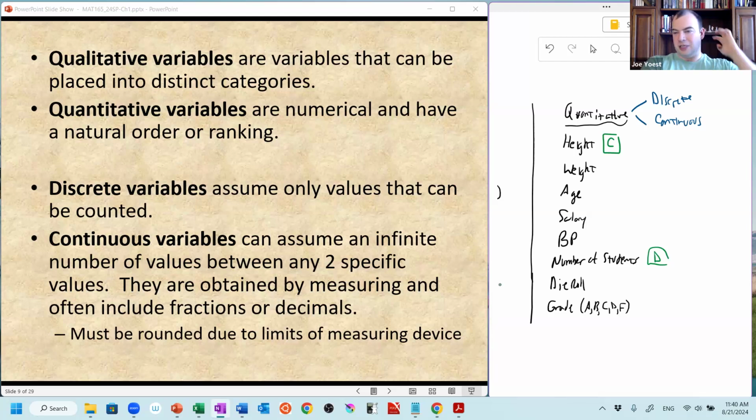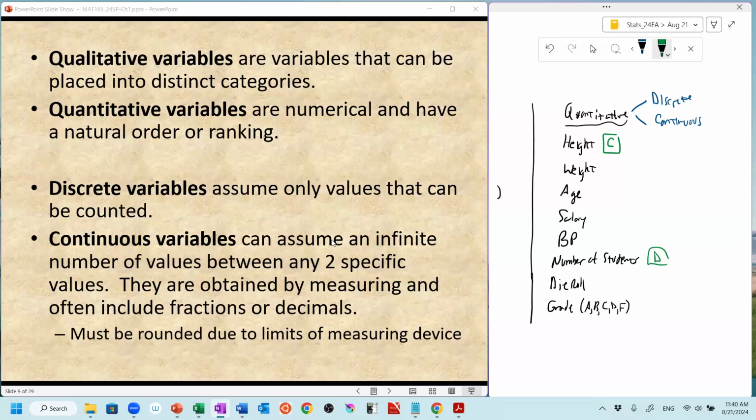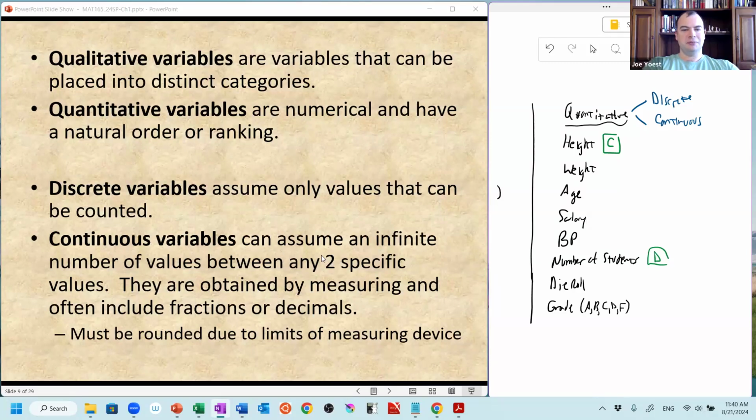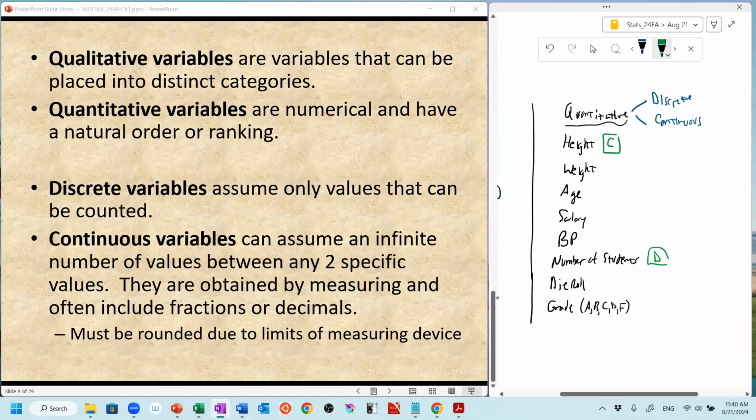So what about something like a die roll? Discrete or continuous? Any thoughts? Continuous. So if it was continuous, then between any 2 outcomes, I should have another outcome. I could roll a 1 or I could roll a 2, but is there anything between 1 and 2 that I could potentially roll? No, I guess you're right.